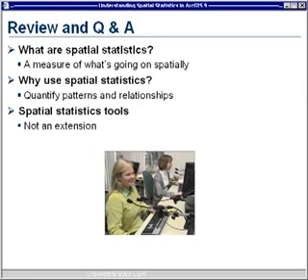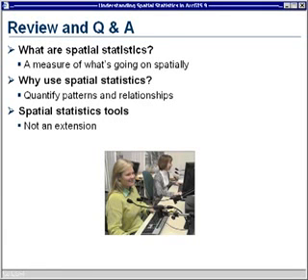In this section, we introduced spatial stats as a method of exploring your data to see what's going on spatially. We also talked about why you might want to use spatial stats to quantify patterns and relationships in your data. Finally, we talked about how the Spatial Stats Toolbox in ArcGIS 9 is not an extension, but rather part of the core product available at all license levels. I will now turn the seminar over to Lauren, who will answer some of your questions.